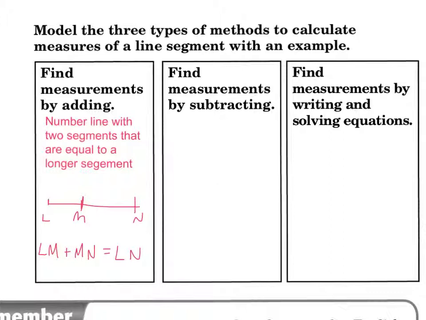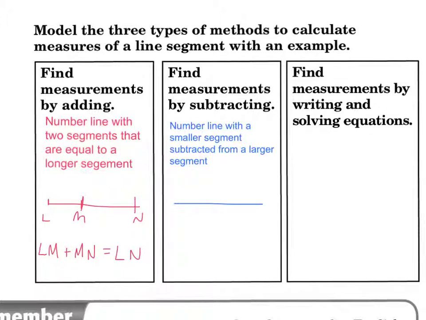Alright, next what we can do is measure by subtraction. An example of that is a number line again where a smaller segment is subtracted from a larger segment. So we're going to draw another number line that looks just like the last one. X, Y, and Z. So what if we knew this whole length here? If we took XZ, the big length here, and we subtracted YZ, what's left over is XY. So we can figure out what the little small piece is by subtracting.